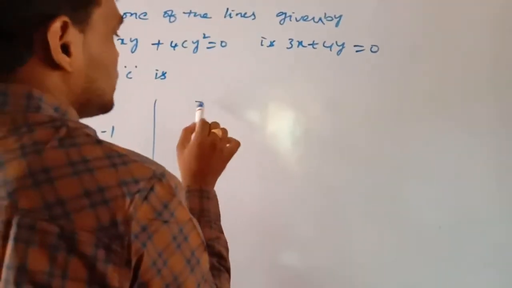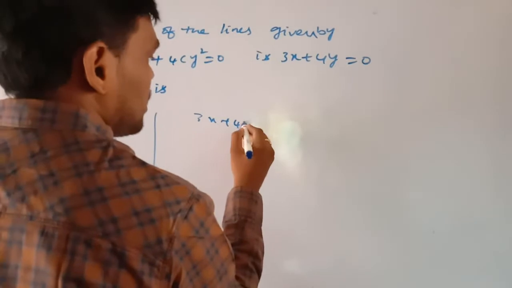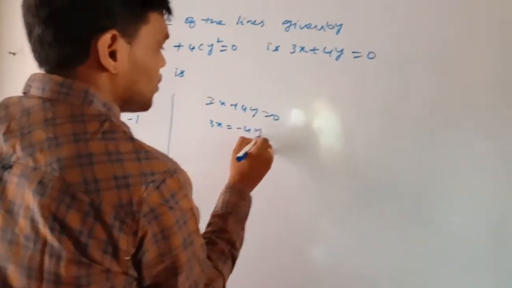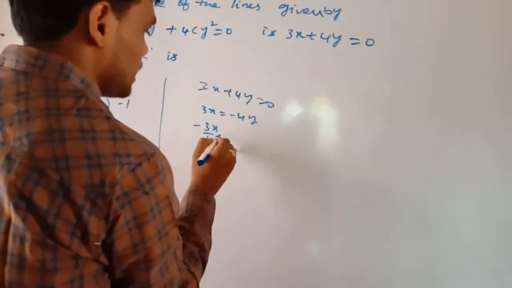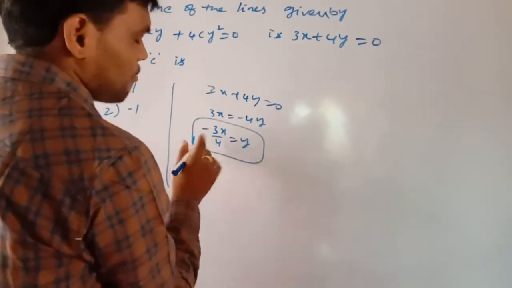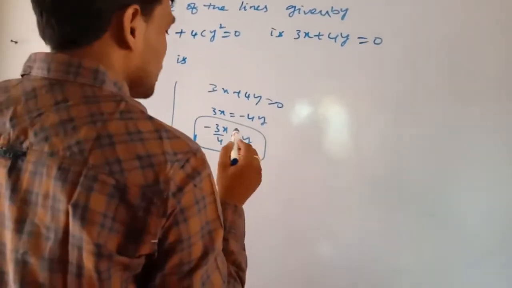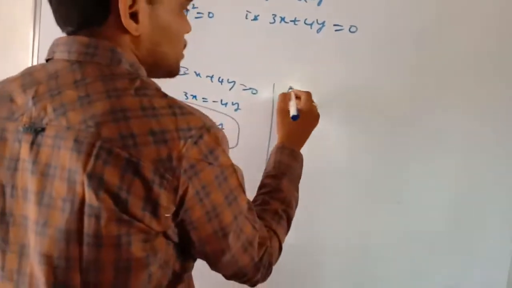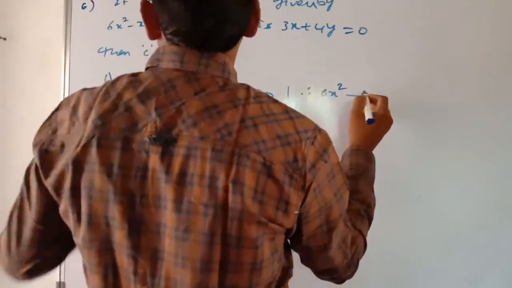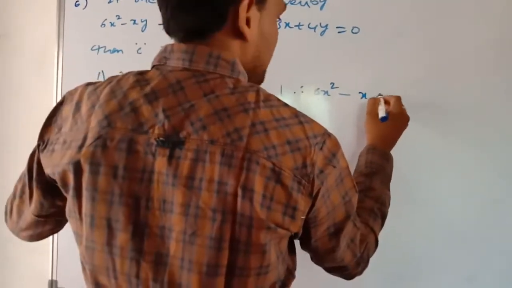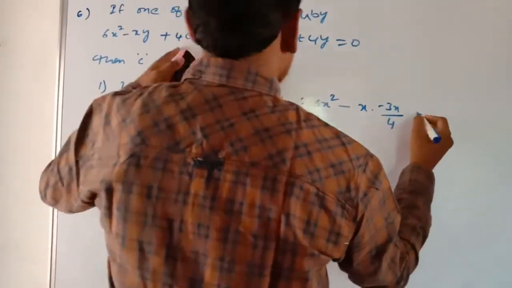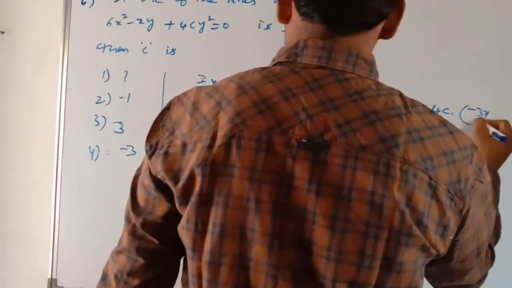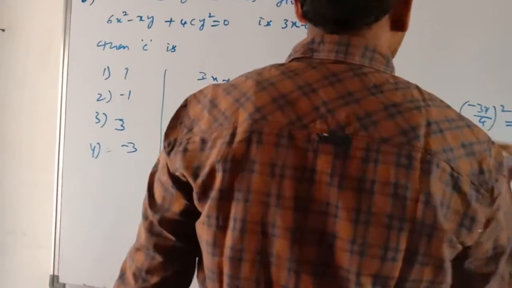Now here the line 3x plus 4y is equal to 0, so 3x is equal to minus 4y, and minus 3x by 4 is equal to y. Now the y value is minus 3x by 4. In this y value, substitute in the pair of lines. Now this is 6x square minus x into y, minus 3x by 4, plus 4c into y, minus 3x by 4 whole square, is equal to 0.